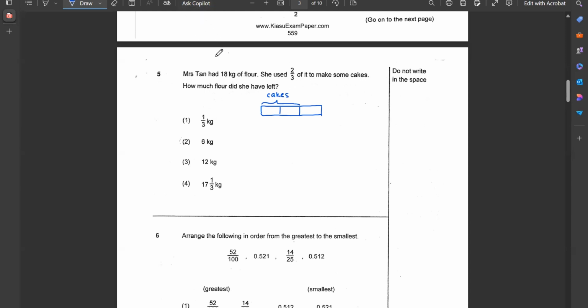Now let's understand where the 18 kg is on the model. 18 kg of flour. Flour means her total flour at first. So of course, your 18 kg must be this whole thing. And there you go. You should realize that 3 units is 18 kg. So I can go on to work out 1 unit. Just do the division.